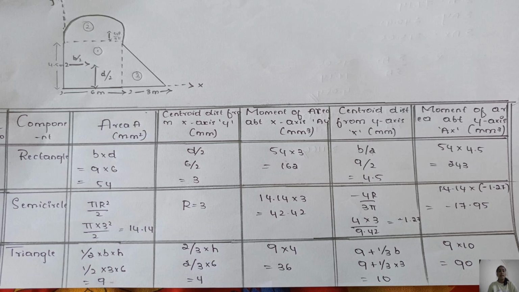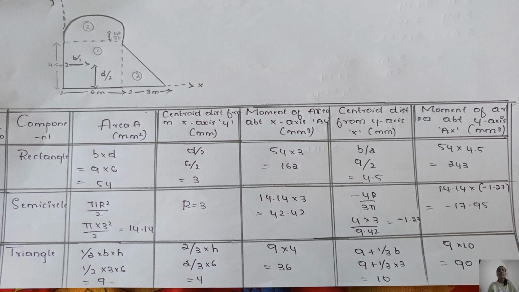Component, area A, centroid distance from x-axis y, moment of area about x-axis ay, centroid distance from y-axis x, moment of area about y-axis ax. First we go with the first one, rectangle. For rectangle, area is breadth into depth equals 9 into 6 equals 54. Centroid distance from x-axis is d by 2. We know that d value is 6, 6 by 2 equals 3.